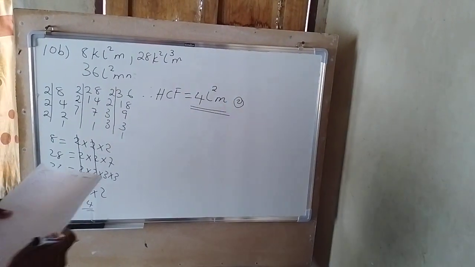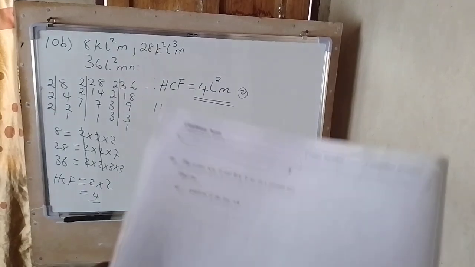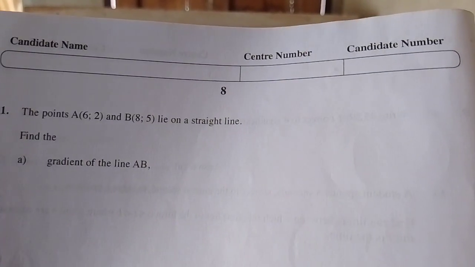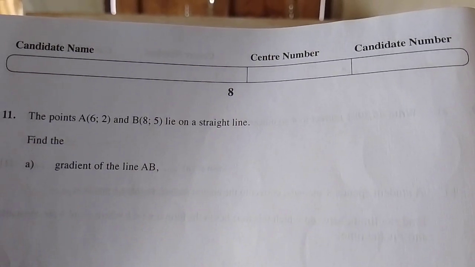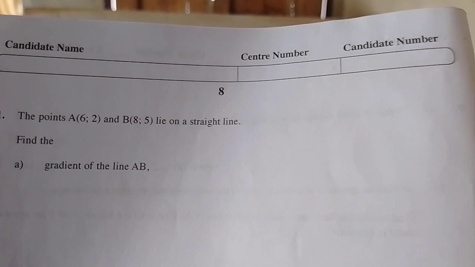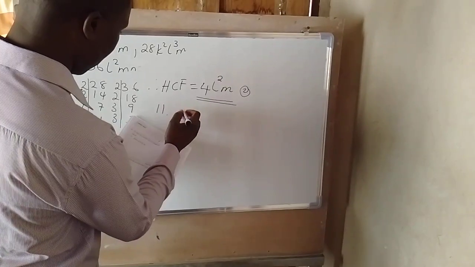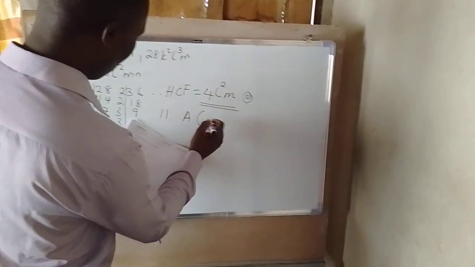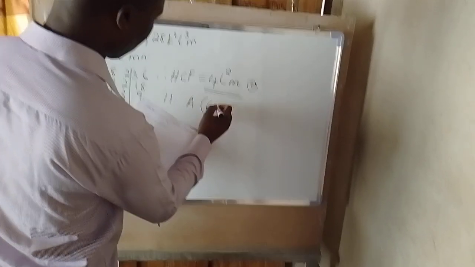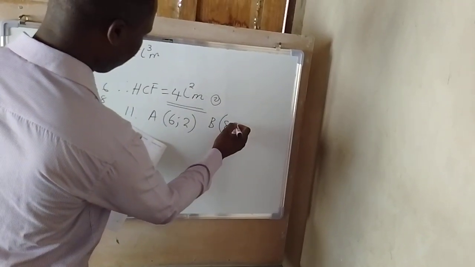Number 11. Number 11 reads, the points (6, 2) and (8, 5) lie on a straight line. Find the gradient of line AB. So we have A with the coordinates (6, 2), and B with the coordinates (8, 5).